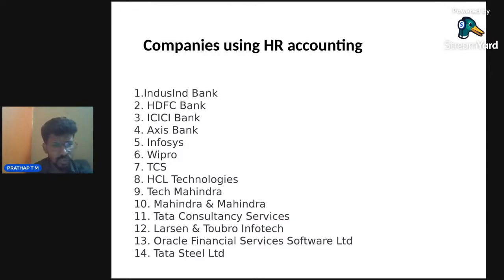Here is one more slide. We can look at the different kinds of companies using HR accounting: banks like HDFC, ICICI, Axis, and Infosys, Wipro, TCS, HCL, Tech Mahindra, and L&T. Oracle Financial Services is using it, BEML is using it, Tata Steel is using it, and petrochemical companies are also using it. In such a way, a number of companies are determining and recording their human resources, considering their human resource as an asset.